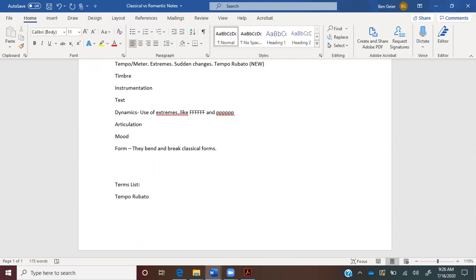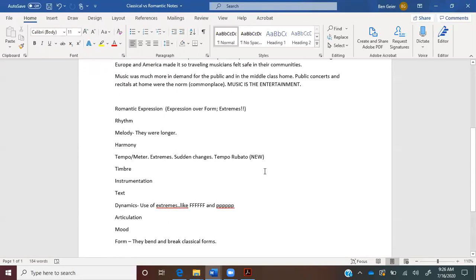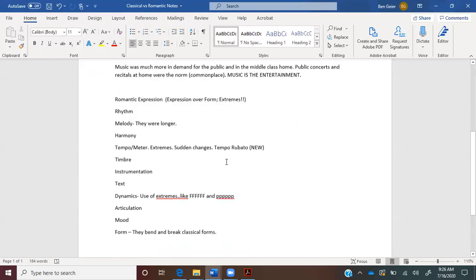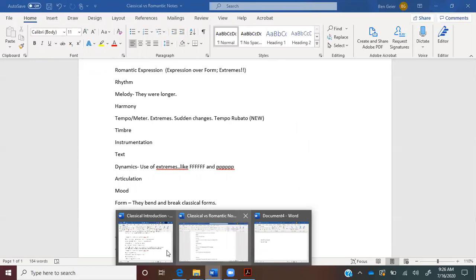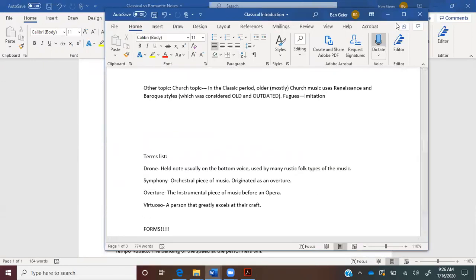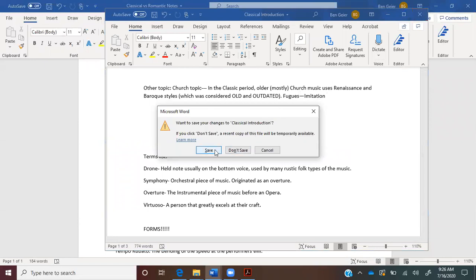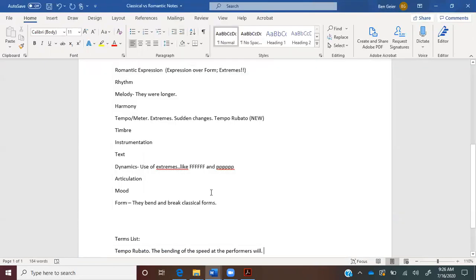Tempo rubato. The bending of the speed at the performer's will. Just, yeah, you can say these things any way you like, but so what we're trying to say is the performer can bend the speed however they like. That's tempo rubato. Okay. All right, and that's our classical, so we can get rid of that. Yes, I want to save that. Okay.